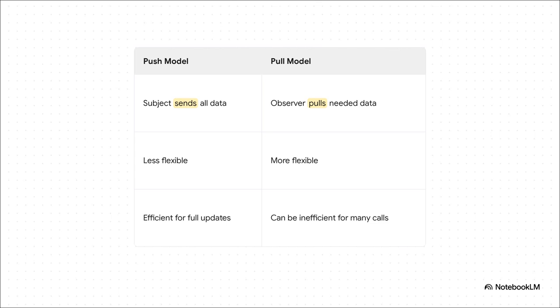In the push model, the subject basically sends a whole package of data along with the alert, saying, hey, something changed and here's all the info. It can be really efficient if the observers are going to need that data anyway. But in the pull model, the subject just sends a simple ping, like, hey, just so you know, something's different. It's then up to the observer to ask, or pull, the specific data it needs. This is way more flexible because each observer can decide for itself what info it actually cares about.